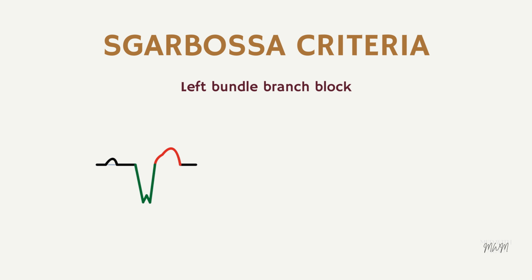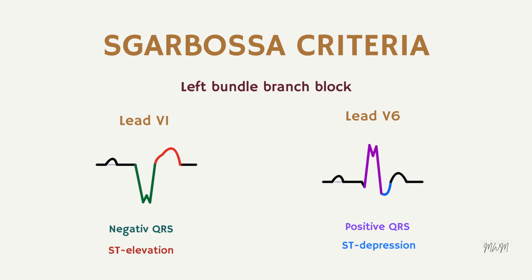In patients with left bundle branch block, things get tricky because the ECG already shows strange patterns. Normally, in left bundle branch block, you can see some ST elevation in V1, but the QRS complex is pointing downwards, which makes it hard to know if it's a real infarction or just the bundle branch block pattern. That's why we use the Sgarbossa criteria.